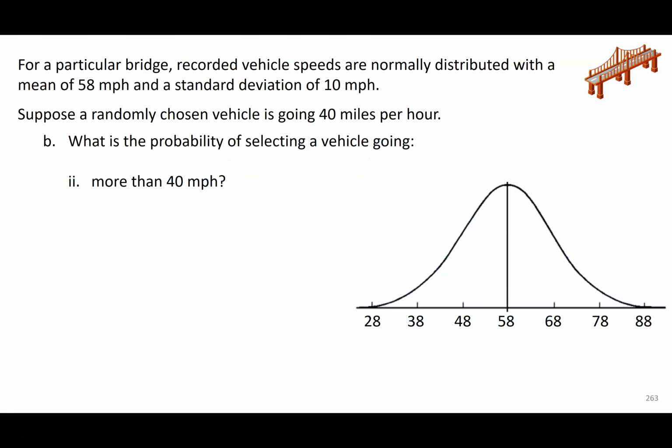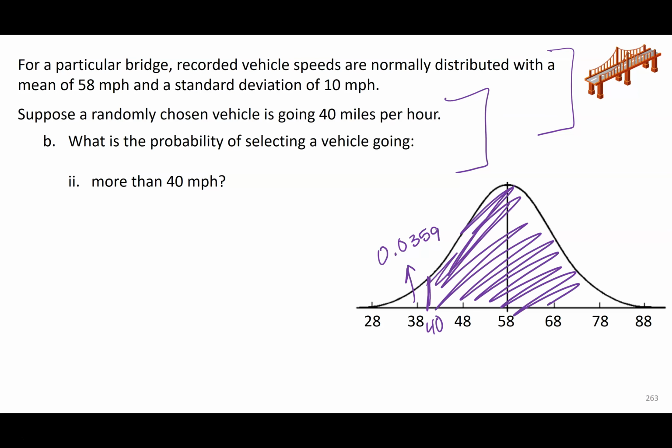So as a follow-up here, suppose I have the same bridge, but now I want to find out what is the probability of selecting a vehicle that's going more than 40 miles per hour. So here, if this was 0.0359, and I want this whole shaded area, I'm going to use that complement rule. I'm going to say, oh, well, this shaded area is 1 minus 0.0359.